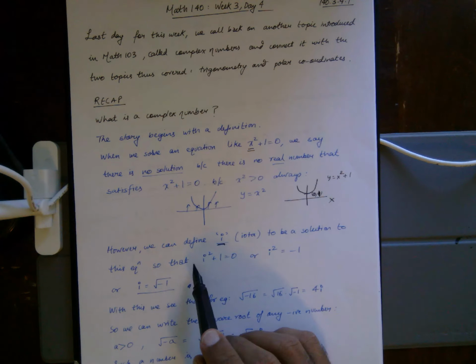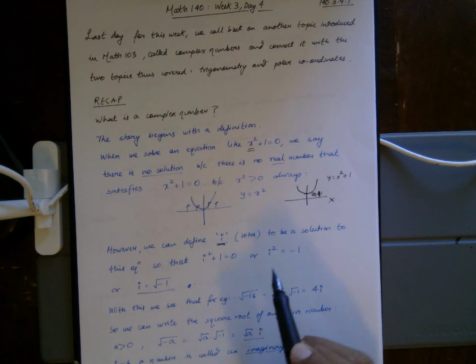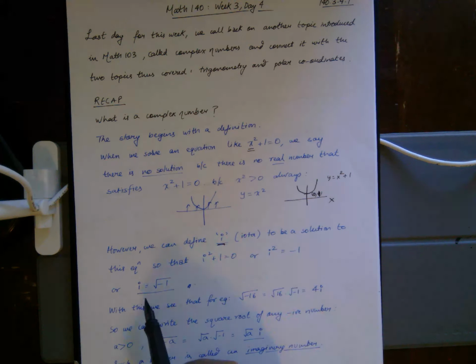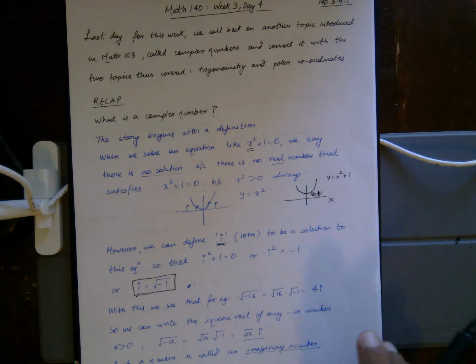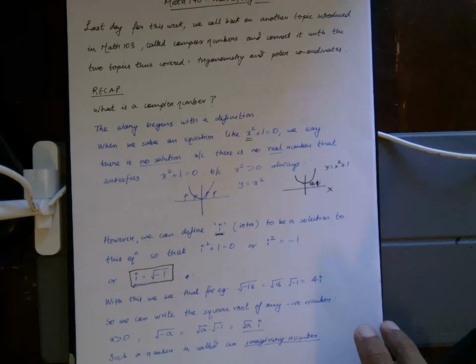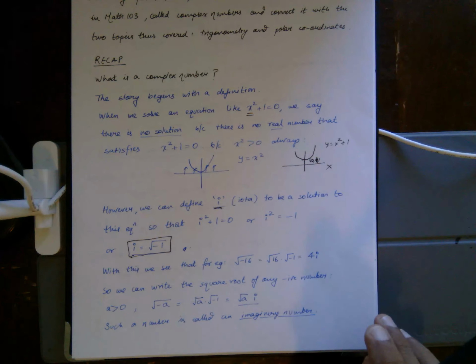This means we define i to be a number such that i squared plus 1 is 0, or i squared is negative 1, or equivalently i is the square root of negative 1. And it turns out that just by making this one definition, we can find square roots of all negative numbers.